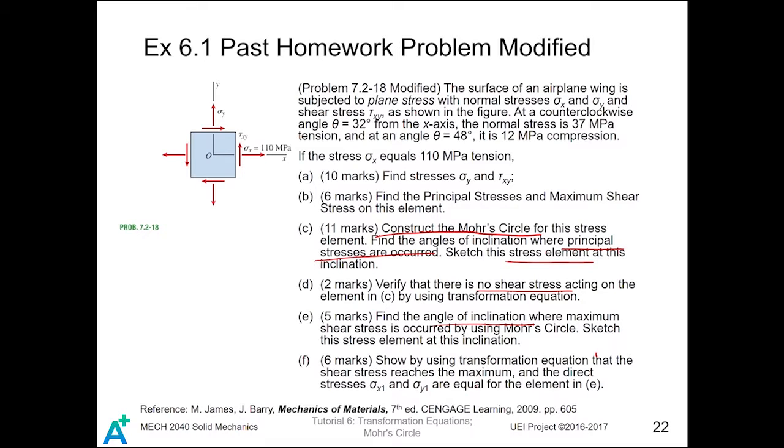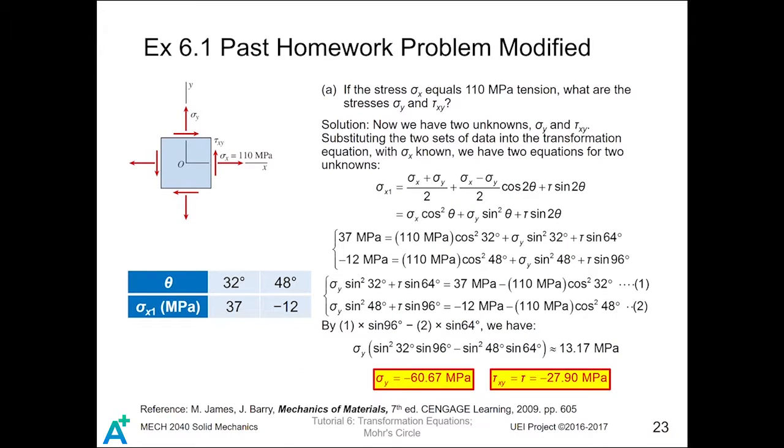Besides, you are also going to show by using the transformation equation that the shear stresses reach the maximum and the direct stresses sigma x1 and sigma y1 are equal for the element in part E. So there are a lot of parts, so let's try to solve them one by one. For the first problem, you are going to find sigma y and the tau xy, and it is given sigma x1 in different angles of inclination. Therefore, by using the transformation equations, we can write the following system.